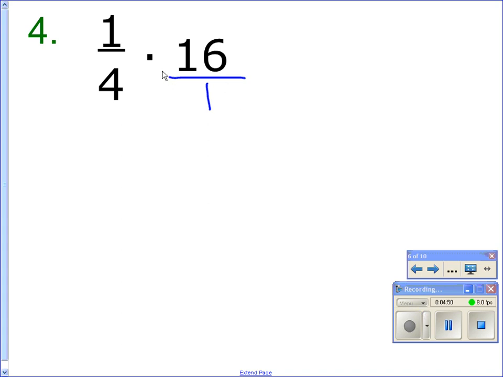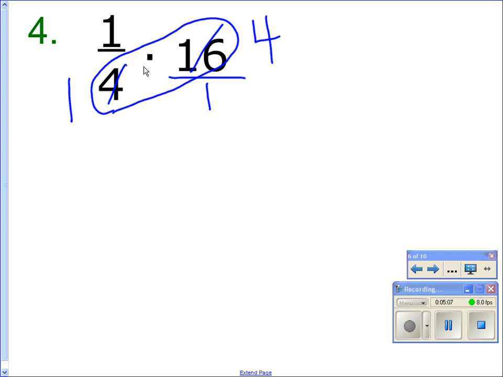Okay. So can anything cross simplify? Yes, it can. The 4 and the 16 can. What number goes into 4 and 16? 4 does. 4 divided by 4 is 1. 16 divided by 4 is 4.